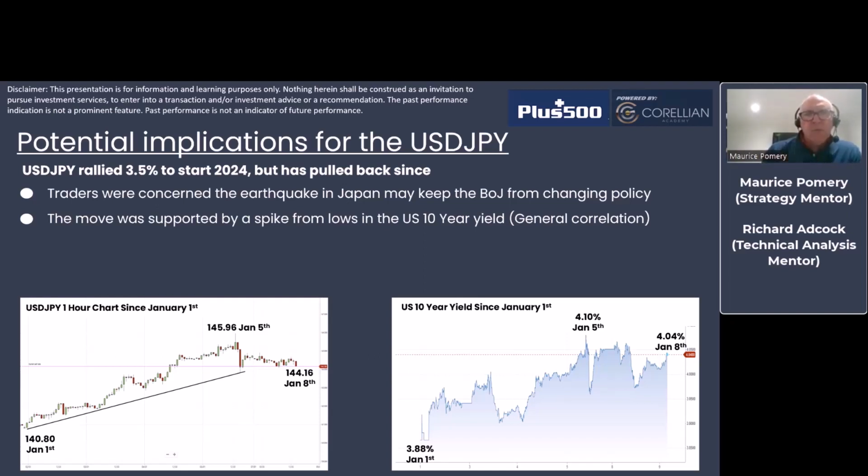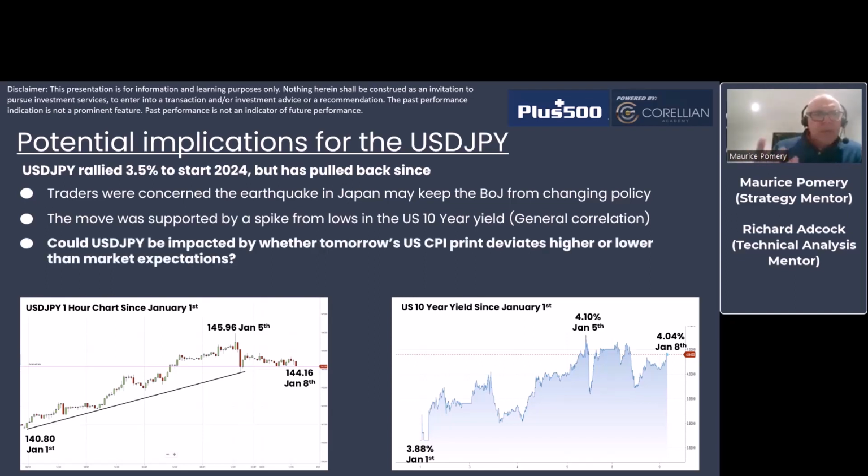But the move was also supported by a spike from the lows in the 10-year yield as well. So we saw the US yield move higher in the first week of January, and thus we saw this breakout. And we had a very clear breakout on dollar yen on the charts, and that seems to have extended up, and we're back above 145 now. And I think there's a bit of a clamber back to put this, what we call carry trade, back on.